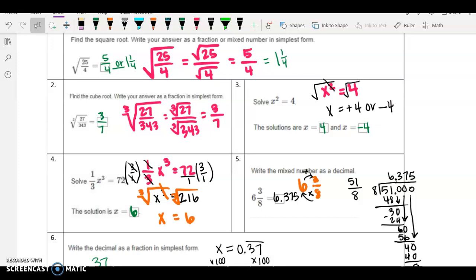Number 2 is asking us to take the cube root of 27 over 343. That's the same thing as taking the cube root of 27 and the cube root of 343. And so we get 3 over 7. Sorry, this should be a 3.